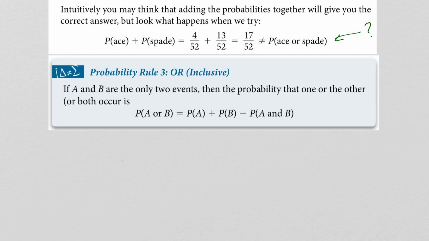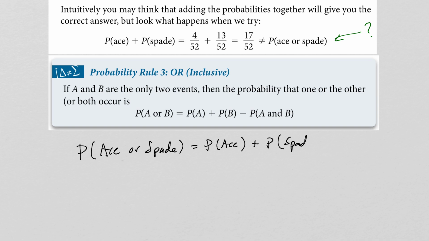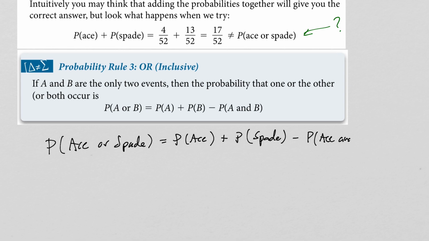So in general, we call this the inclusive or probability rule. If A and B are two events, then the probability that one or the other or both occurs is: the probability of A or B equals the probability of A plus the probability of B minus the probability of both A and B occurring. So for example here, the probability of getting an ace or a spade, the correct way to do this would be the probability of getting an ace plus the probability of getting a spade minus the probability of getting both an ace and a spade.